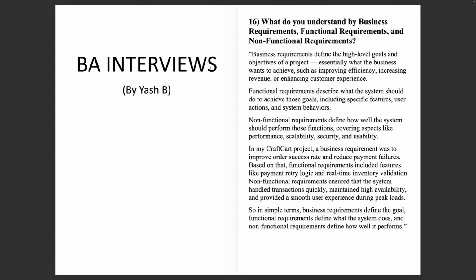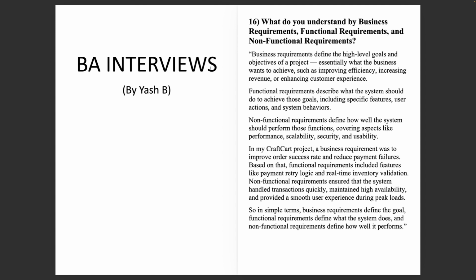So you understand? I think it's a very easy example for you to understand what business requirements, functional requirements, and non-functional requirements are, right? So basically, remember, business requirements is the goal, functional requirements is what the system does, and non-functional requirements is how well the system performs. So business defines the need, functional defines the feature, and non-functional defines the quality.